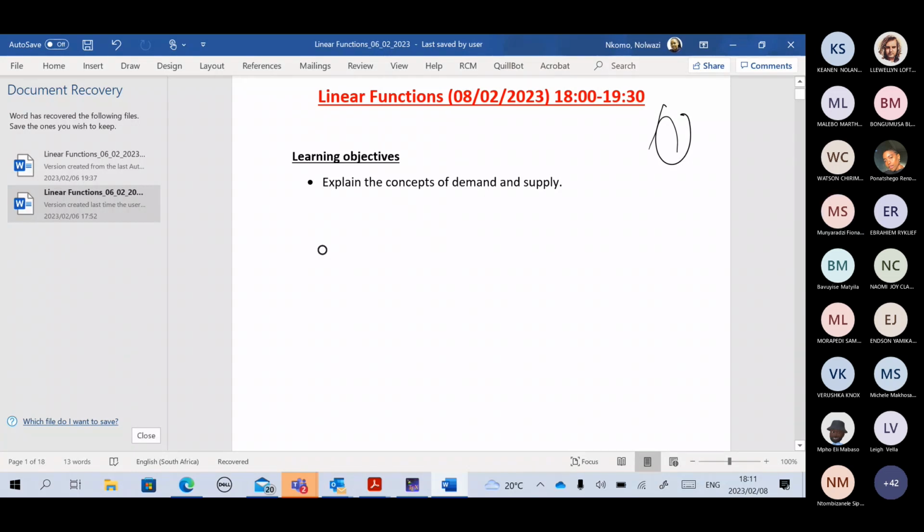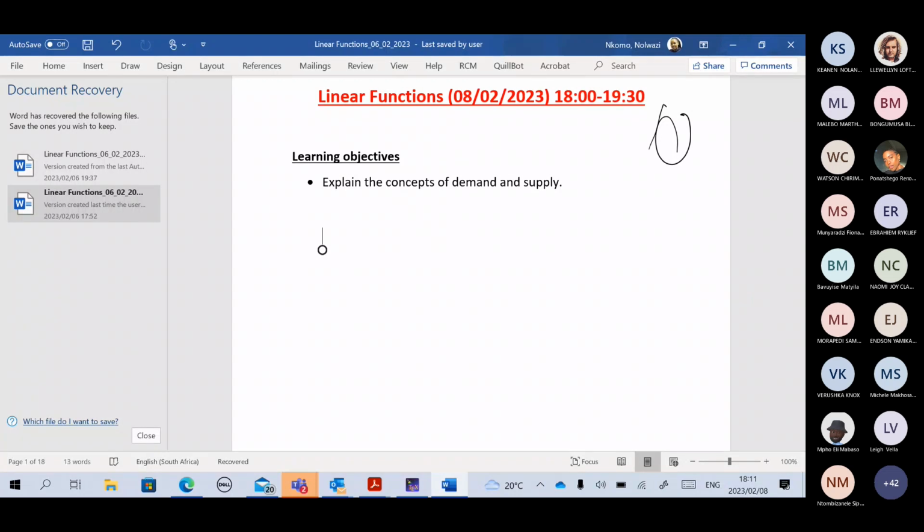Today, we're still going to do linear functions. Today and next week Monday, I'm not sure whether we'll have a class on Monday. But today, we are still doing linear functions, and we'll cover the concepts of demand and supply.